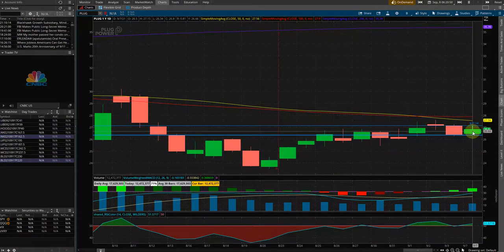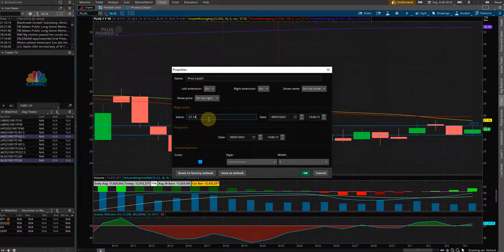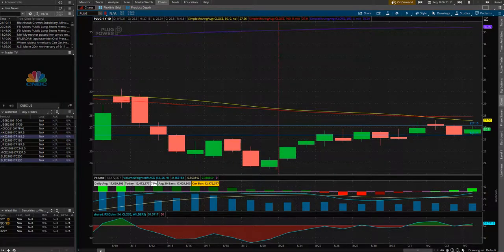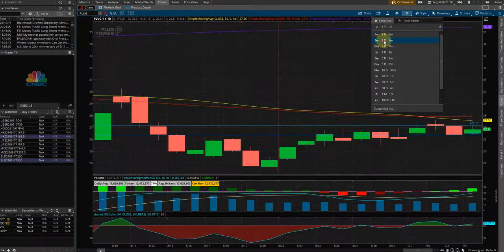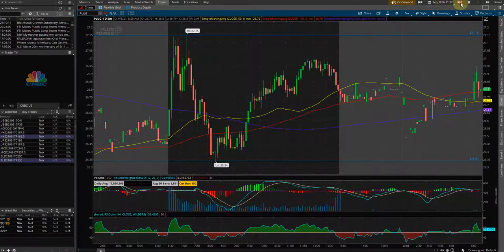All right, so our high is going to be 27.15. Oh, I didn't even look at the low. Low is 26.34. All right, so let's switch over to the 5-minute chart and let's see how it plays out.